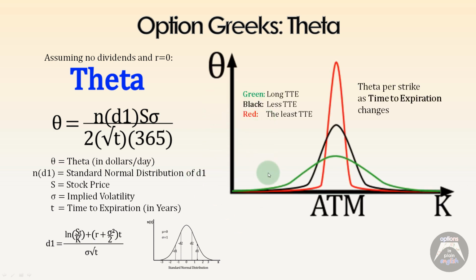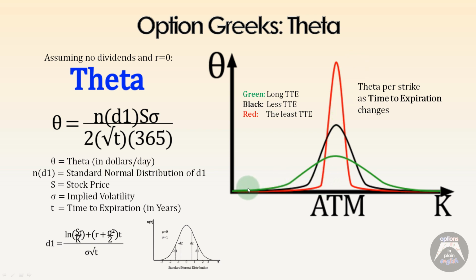So in this graph, you have theta versus the strike price. Okay, this is the at the money. And we are analyzing theta per strike as time to expiration changes. So the green line represents the theta when there's a long time to expiration. The black line represents as time starts passing, you have less time to expiration. And the red one represents the least time to expiration. So basically something that's very close to expiration.